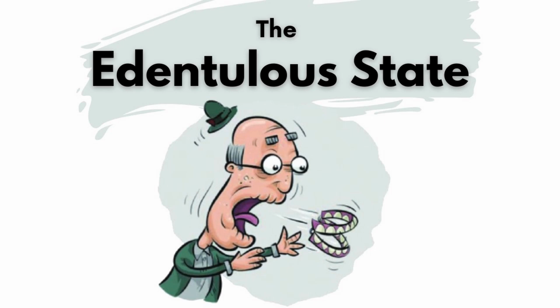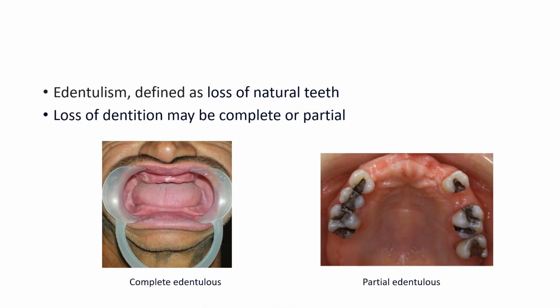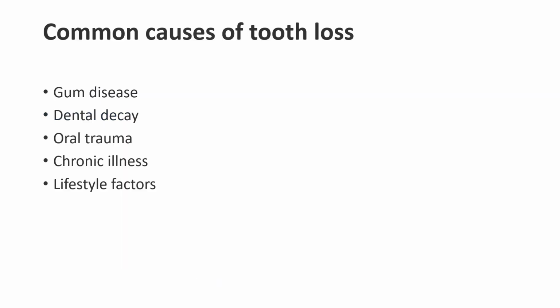Good morning. Today we'll be dealing with the edentulous state in our mouth. What is edentulism? It is defined simply as the loss of natural teeth. This loss may be complete loss of the upper and lower teeth, or it might be a partial loss of teeth, as shown in the figure.